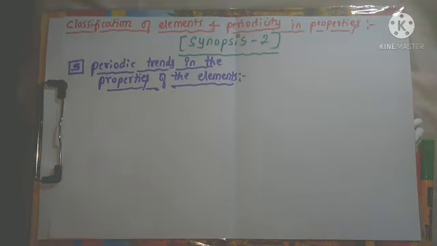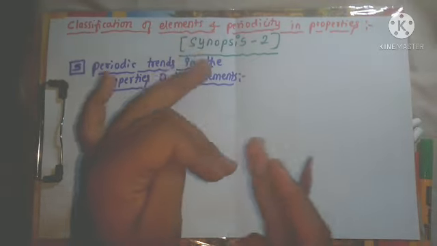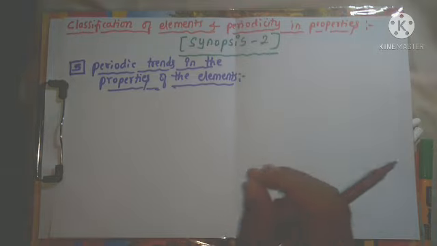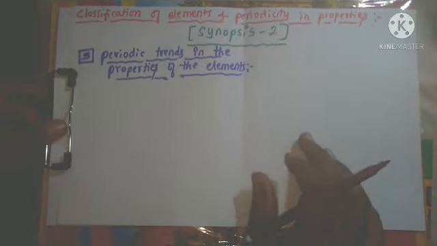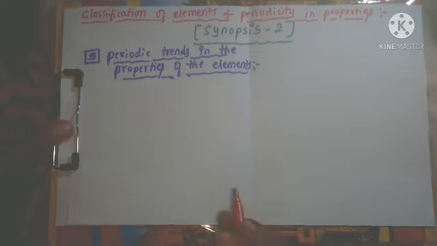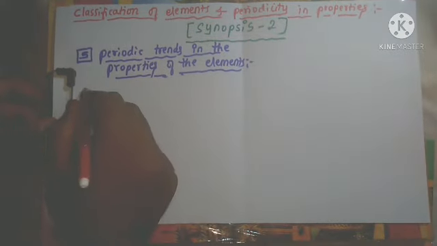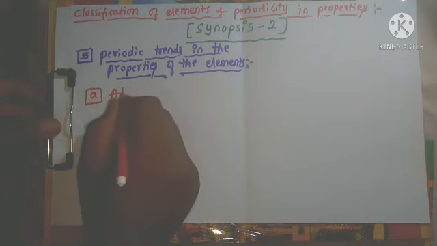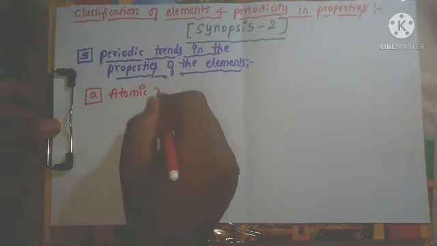Now, we will discuss one by one. We have to discuss atomic radius, ionic radius, ionization enthalpy, electronegativity, electron gain enthalpy, etc. We will discuss one by one. First, we will start with the atomic radius. Already we have completed this one in the theory classes, and also I will repeat here, atomic radius.